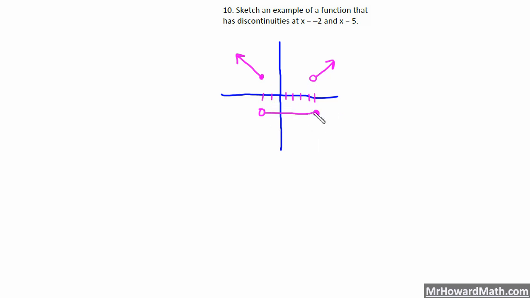What it looks like really doesn't matter. You're just picking up your pencil at x equals negative 2 and x equals 5. That's all a discontinuity is. Alright, let's move on to question 11, and we'll do that in part 2.